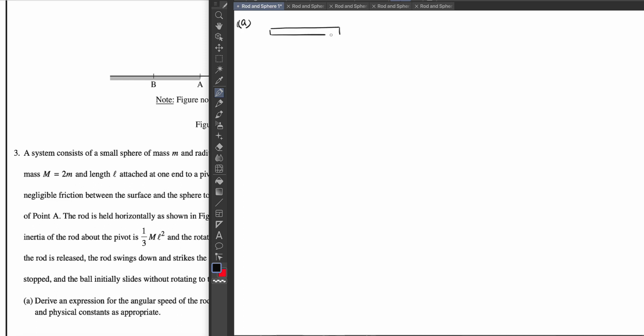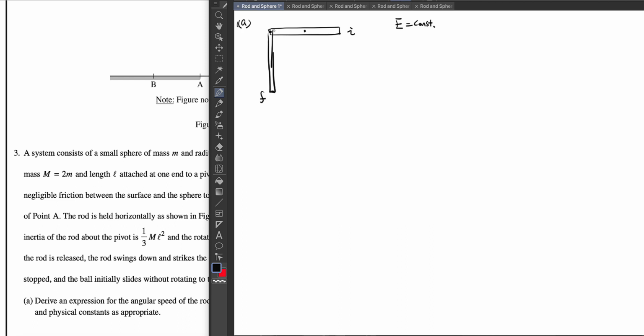So here's the rod at the horizontal position, and you'll see that because there's no friction on the rotation axis, the energy is conserved. So the total mechanical energy of the rod is a constant. And if I say this position is the initial position, and then when the rod is vertical, that position will be called the final position.